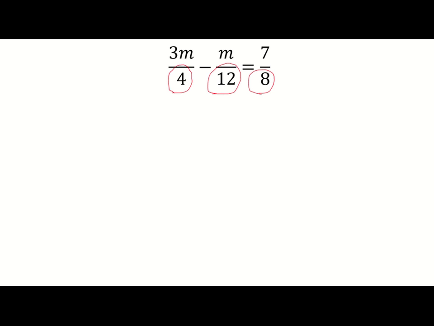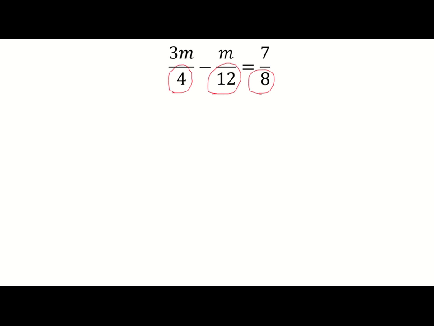Now, your least common denominator is the number that all of your denominators can go into. So what I want to think of right now is, is there some number that 4, 12, and 8 can all go into? That number, of course, is 24. 4 goes into 24, 12 goes into 24, and 8 goes into 24. So we're going to multiply every single part of our equation, whether it's a fraction or not a fraction, by the number 24.